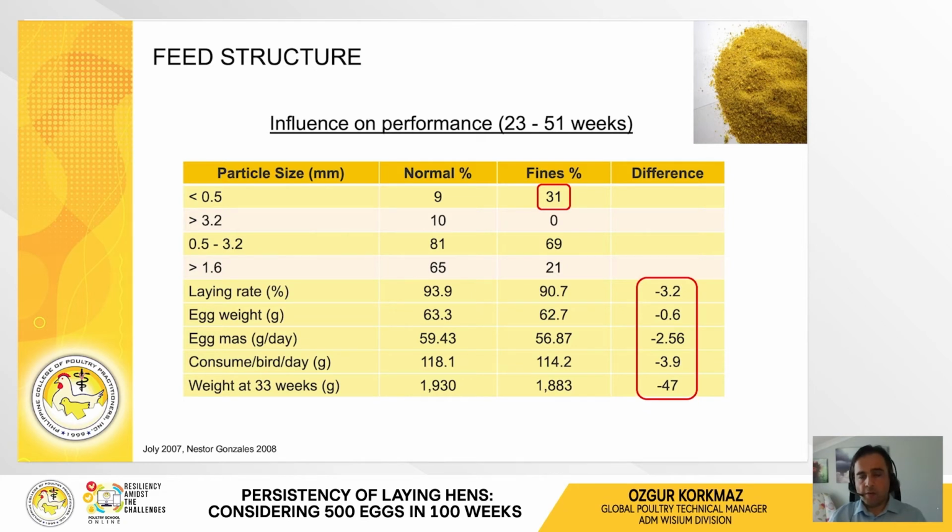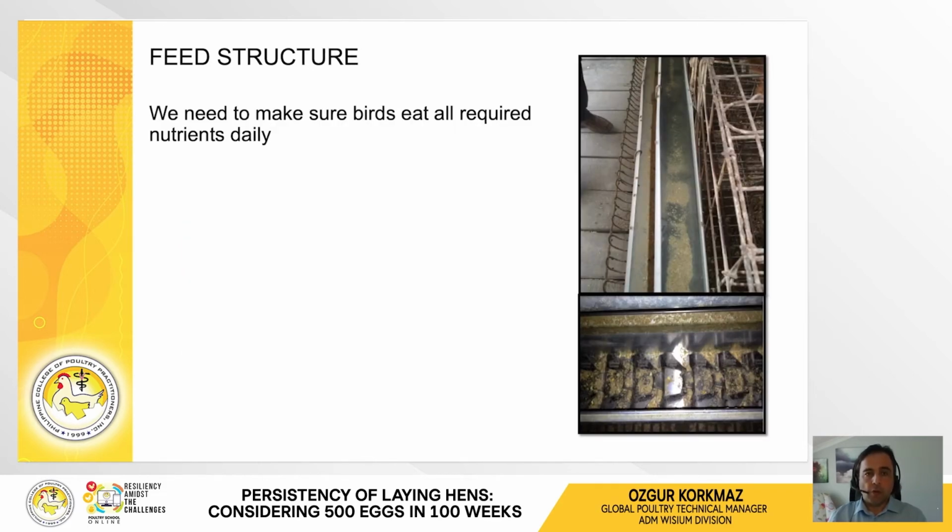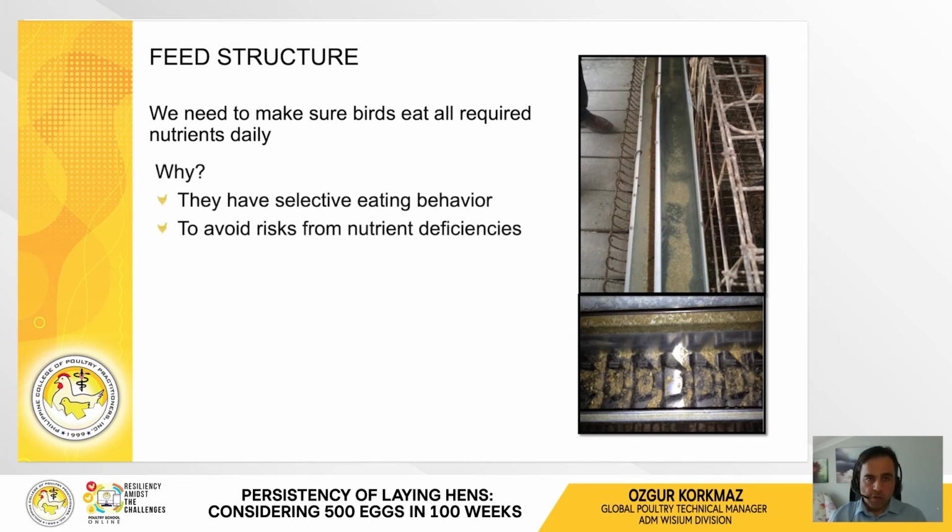And we can see that laying percentage will decrease by 3.2%, and egg weight decreases, egg mass decreases, consumption decreases, and especially body weight at a later stage will decrease as well. We need to provide the right particle size if we want to maximize egg numbers from each female during the production period. Regarding feed structure, we are giving mush feed.